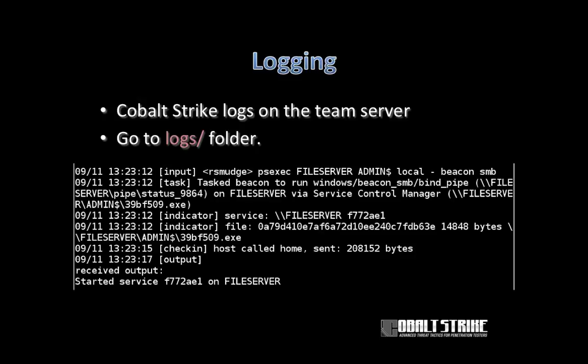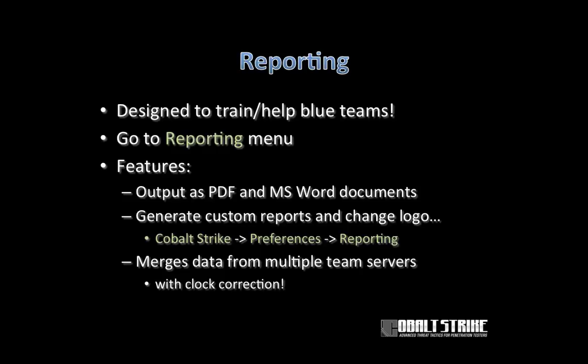Cobalt-Strike also takes steps to log indicators that a blue team may be able to observe in the log files as well. So here we have the MD5 hash of a file put on a target. You can see the check-in times for each of the beacon sessions and the output that was provided by each beacon as well. Cobalt-Strike's reporting is designed to train and help blue teams. Go to the reporting menu to see Cobalt-Strike's different reporting options.